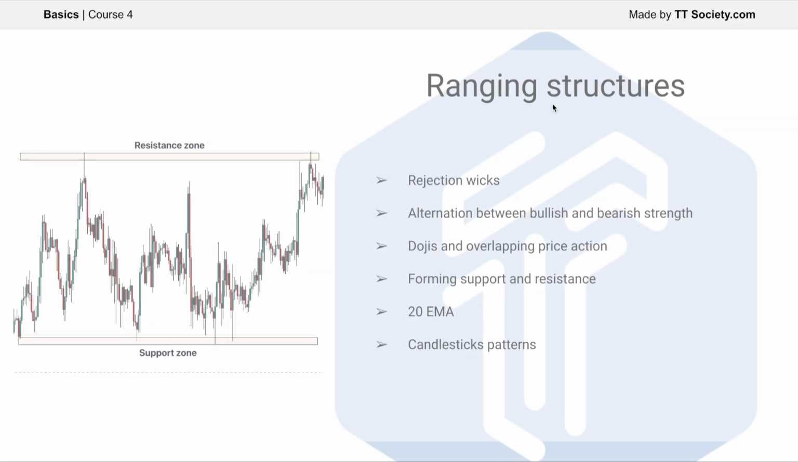Ranging structures, sideways markets again. Focus on rejection wicks. Whenever the market runs to one end of the range, look out for rejection wicks. It's alternating between bullish and bearish strengths. We've got bullish movement, bearish movement. Dojis and overlapping price action, watch out for that. Try to identify those patterns within your backtesting whenever price hits a support zone or a resistance zone within a range. Yeah? Look at the 20 period moving average.